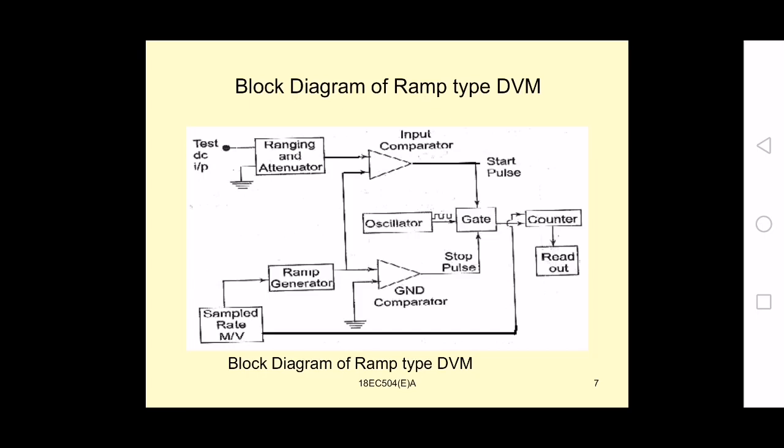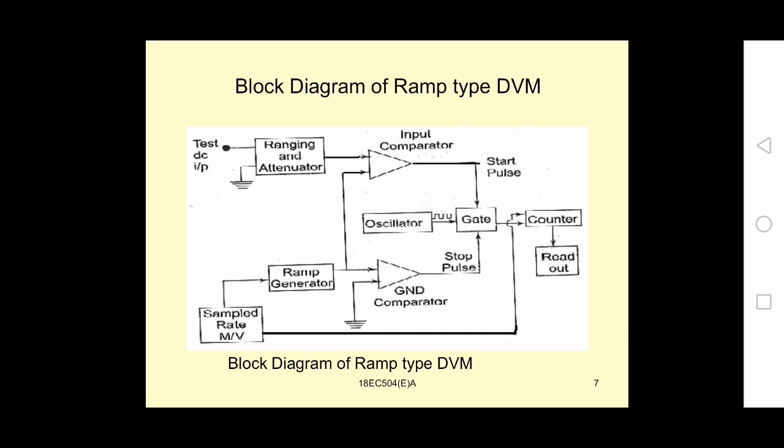So that is the purpose of this sample rate multivibrator, and it is generating the ramp signal. This ramp signal is continuously compared with your input data coming after the ranging and attenuator. Both the ramp signal and the ranging attenuator signal are compared, and for our convenience this block diagram is applicable for a negative going ramp signal, meaning our ramp signal decreases as time increases, and it will coincide with your input based on the input comparator.